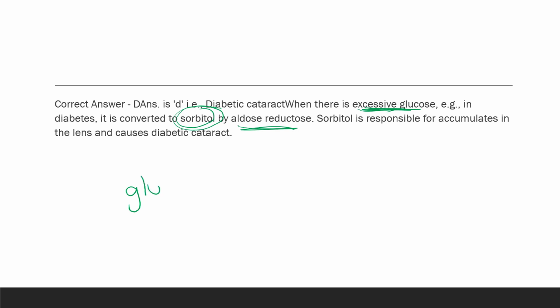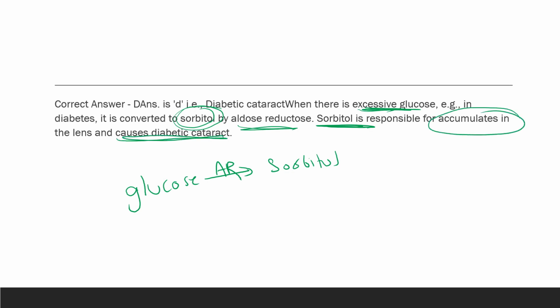So glucose is converted into sorbitol with the help of aldose reductase, and the sorbitol accumulates in the lenses and causes a diabetic cataract.